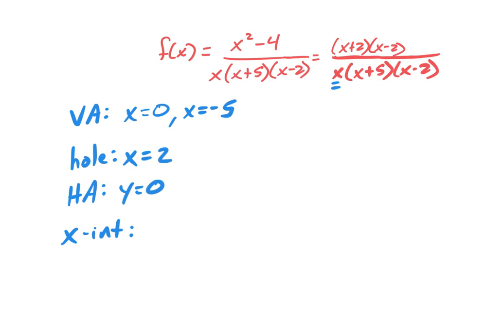Okay, the x-intercept. Because this was a hole, then it's not an x-intercept. There's a common factor right here. So the only thing that I'm going to set equal to 0 here would be x plus 2 equals 0, which is x equals negative 2. So it's going to cross the x-axis at negative 2.